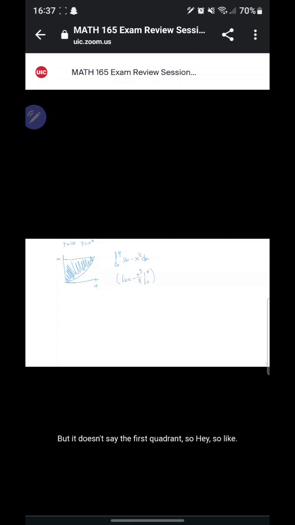But it doesn't say the first quadrant. I see. Yeah, no, you're right. You're right. Okay. Yeah. So for this one, let's expand it then.